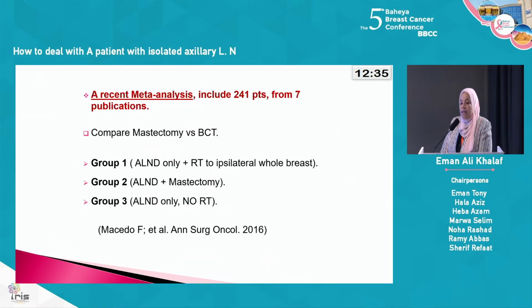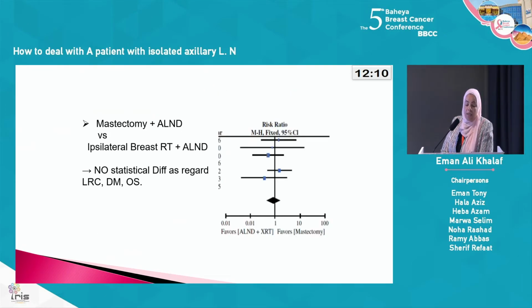Another recent meta-analysis included 241 patients from 7 publications. This meta-analysis divided the patients into 3 groups. First group, patients underwent axillary lymph node dissection with ipsilateral whole breast irradiation. Second group, axillary lymph node dissection with ipsilateral mastectomy. Third group underwent axillary lymph node dissection only without any directed treatment to the ipsilateral breast. This meta-analysis highlights two important answers.